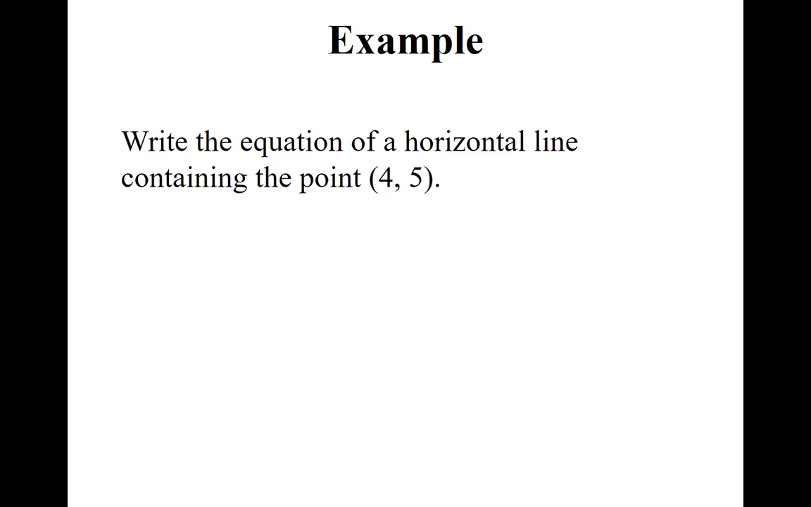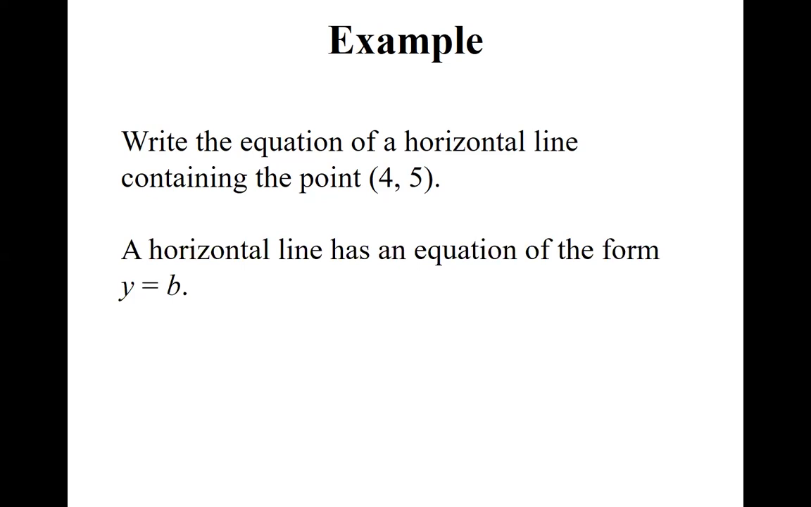The easiest way to remember it is the axis you strike is the variable you have. A horizontal line goes left to right, so it would go right through the y-axis. So it's y equals a number. Well, what is the y in the point (4, 5)? The y equals 5. So the equation of the horizontal line containing that point must be y equals 5. Again, horizontal lines strike the y-axis, and y equals 5.